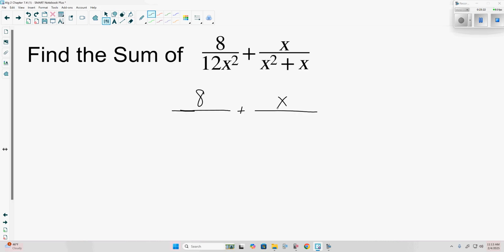We're going to look at the next one. We're going to find the sum of 8 over 12x squared plus x over x squared plus x.